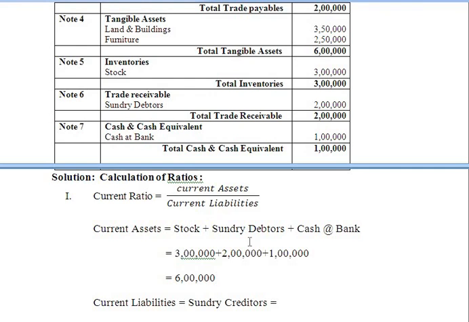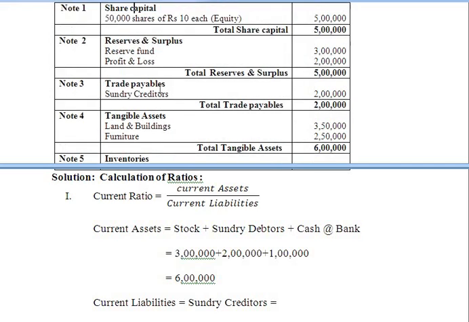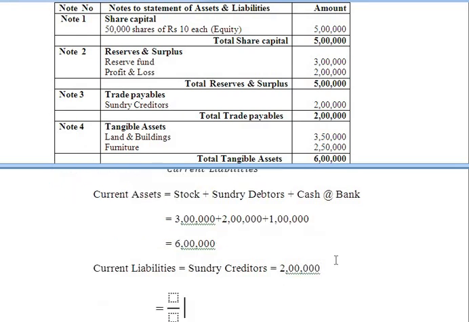Now next one is current liabilities. Check the liabilities side. See here, there is only one current liability, that is sundry creditors. What is the amount of sundry creditors? It is 2 lakh. So here you can write current liabilities is equal to 2 lakh. Now we have the amount of current assets as well as current liabilities.